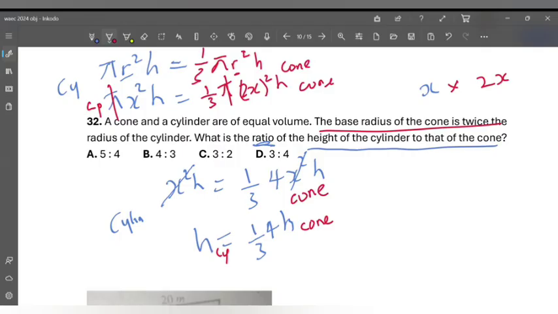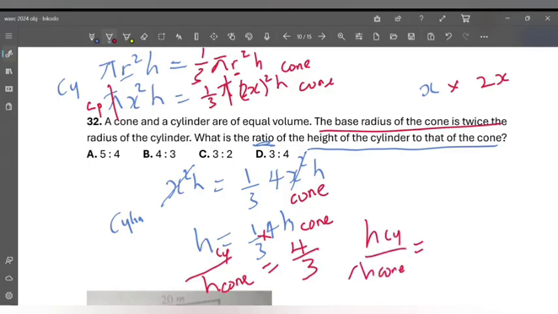So what is their ratio? All I need to do is to divide both sides. I'm going to bring height of cone under height of cylinder. That is how to get height of cylinder ratio height of cone, which is equal to 4 over 3, because 1 over 3 times 4 is 4 over 3. So it therefore means that the height of the cylinder to the height of the cone is 4 over 3 or 4 ratio 3. So that is my answer.